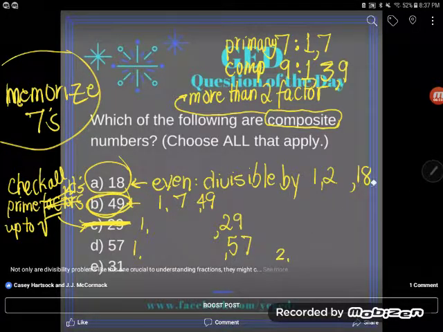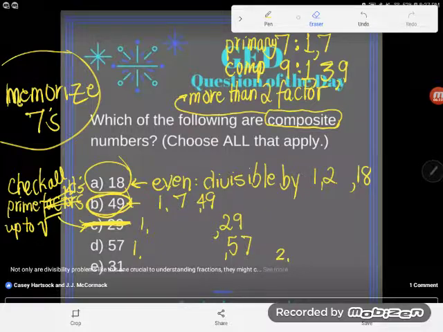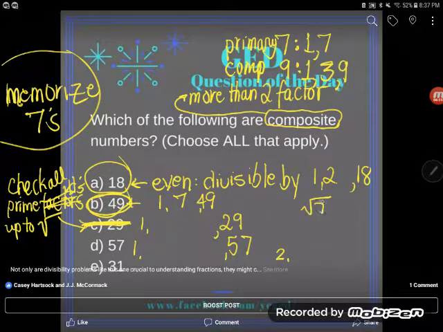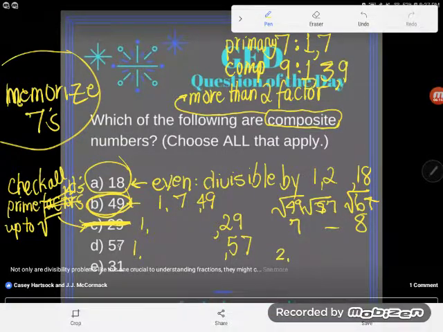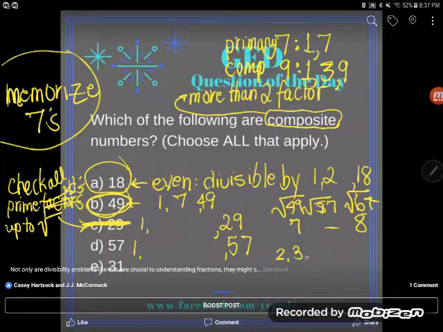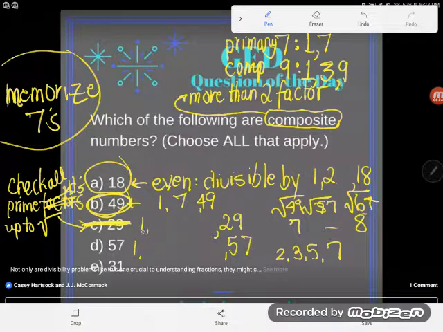I know I'm doing a lot of work in my head, but I'll demonstrate to you what I mean. The square root of 57 is somewhere between the square root of 49 and the square root of 64. So its answer must be somewhere between 7 and 8. So I'll check all my prime numbers up to about 7, to see if I can find a factor.